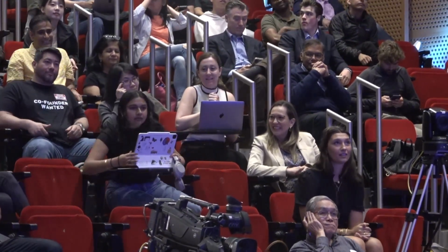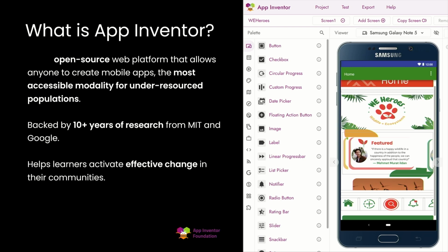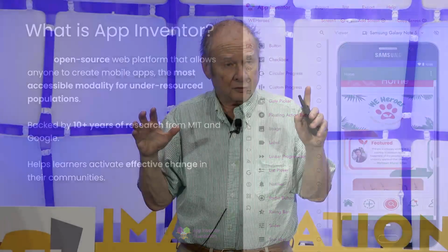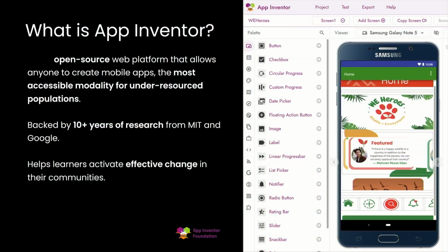So this, of course, is very special, but it's the kind of thing that's really open by this platform we call App Inventor. What is App Inventor? Well, it's an open source platform that allows anyone, and I really mean anyone, to create mobile apps. And a lot of stuff that we're doing has to do with accessibility and for under-resourced populations. We're doing a lot of work in the developing world. It was started at Google, and then Google transferred it here to CSAIL at MIT. And I think we launched it in 2011. And the goal is to really help everyone make effective change in their communities.